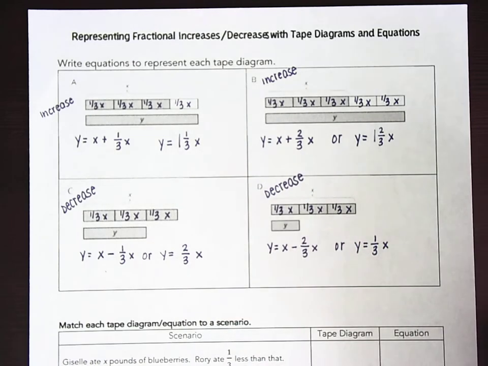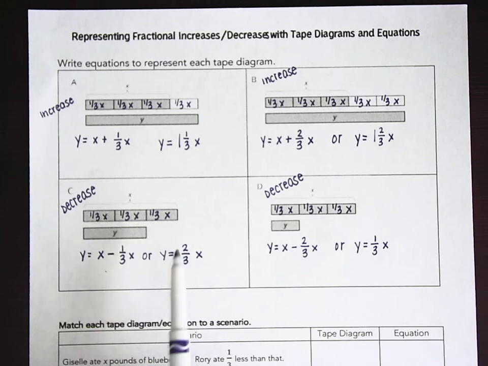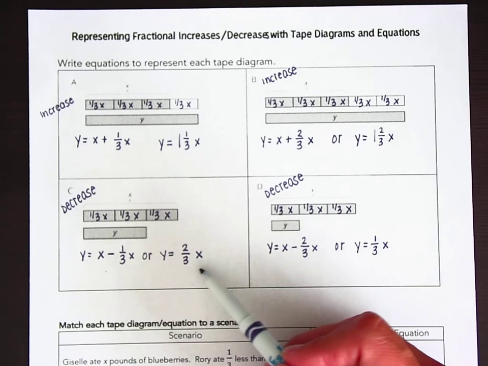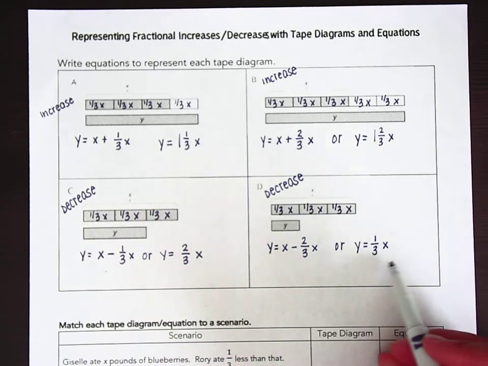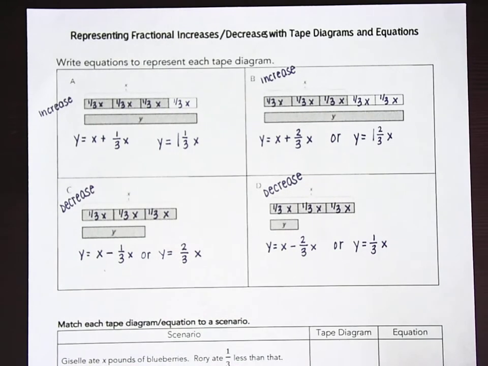We're adding to x. In our situations for decrease, we're taking something away, so we should see that subtraction in our equation. Or we know that we're starting with a whole x and we're taking away part of that x, so we should only be left with a fraction of x, or part of x, or less than one whole of x.